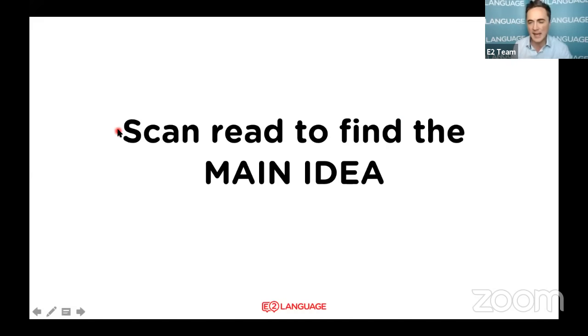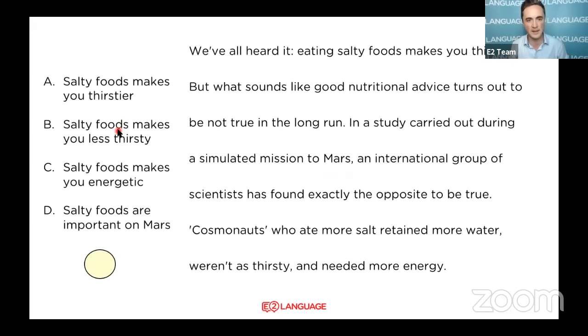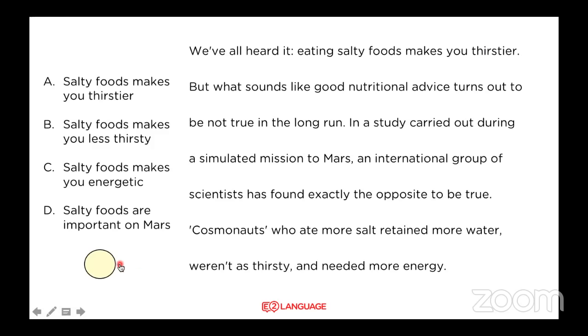I want you to scan read the paragraph again to find the main idea, okay? Run your eyes across it, read it very quickly, and pick out what is the central idea. So imagine if you took this paragraph and you put it into a saucepan and you turned on the hot plate, and you boiled this paragraph down, and what's left would be the main idea. So let's think about this while looking at this one here. I want you to read this paragraph and decide A, B, C, or D, which is the main idea.